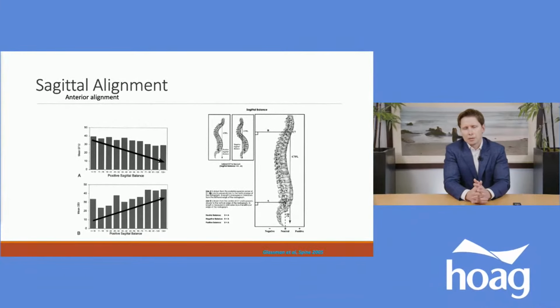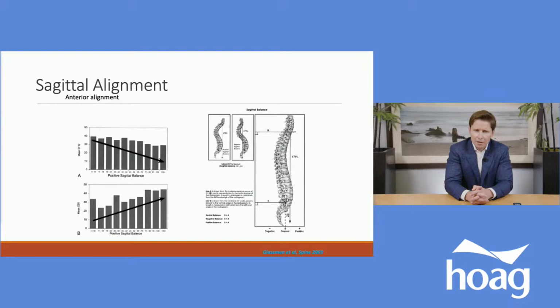The reason that sagittal malalignment and sagittal plane deformity in adult spinal deformity patients is important is that in a study that was published by Glassman and his colleagues out of the Leatherman Institute in Louisville, Kentucky, it showed that as you increase the sagittal malalignment, you also increase the disability.